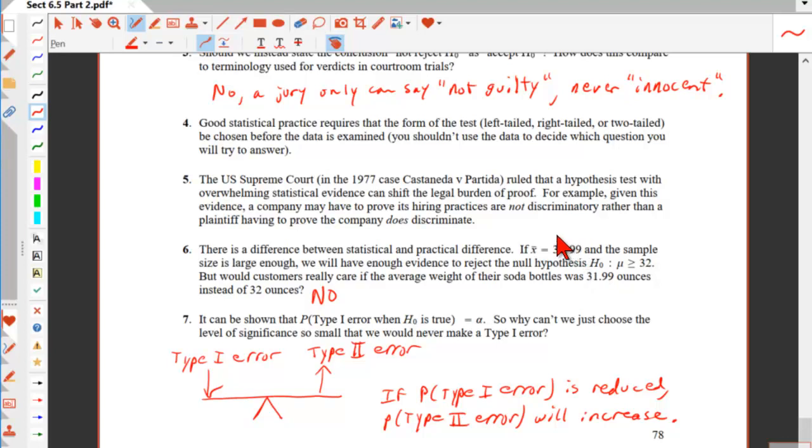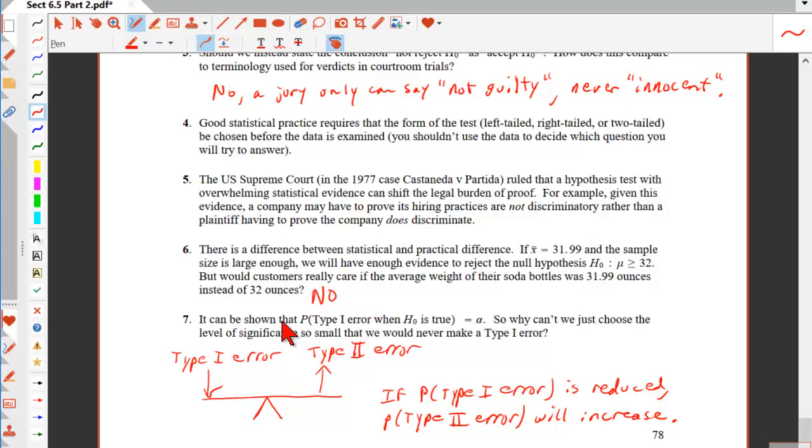If I have 100,000 bottles and their mean is just even a little bit less than 32, then I'll have enough evidence to say the mean is not really equal to 32. But does it matter? Does anybody really care if their soda bottles have 31.99 ounces in them instead of 32 ounces? Of course not. And so the point is, even if you find statistical evidence for a new result, an alternate hypothesis, that's not necessarily saying that it's important in real life.